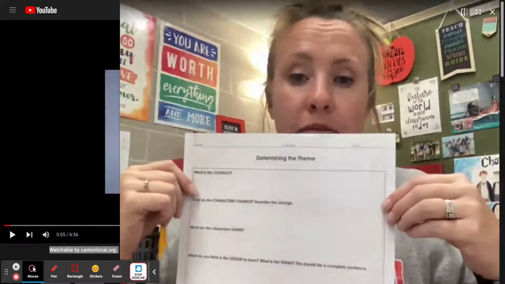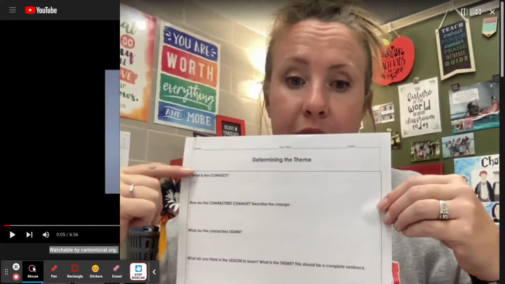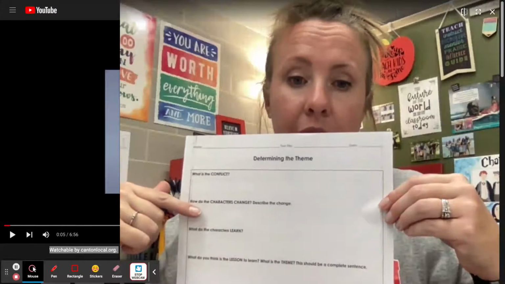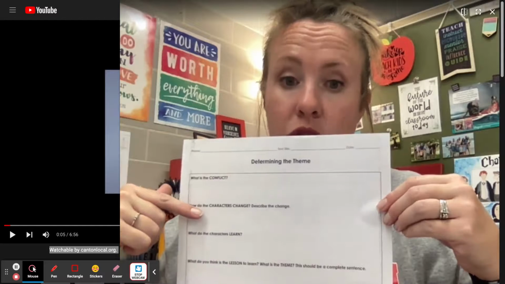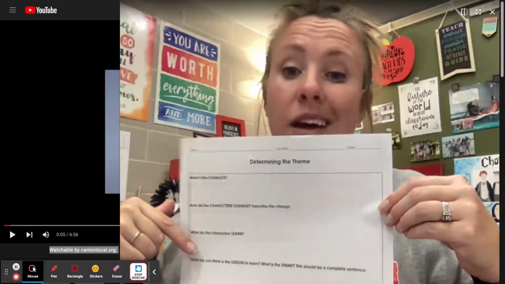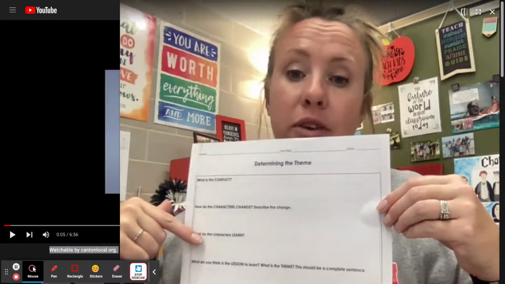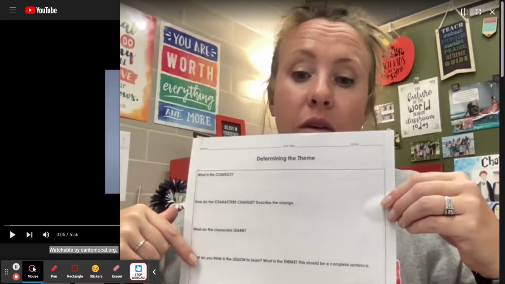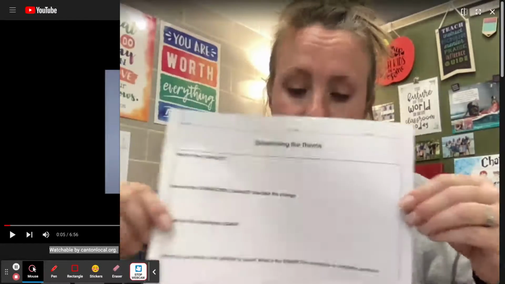Okay. So the steps to finding the theme are to figure out the conflict, figure out how the characters change, and then we're going to describe that change. Figure out what the characters themselves learn, because after we figure out what the characters learn, that is the lesson that we could learn. Okay.